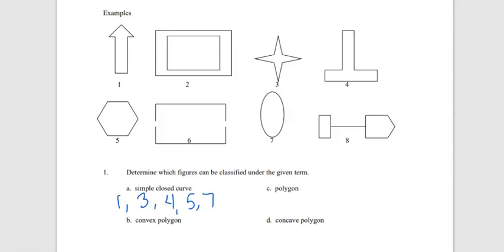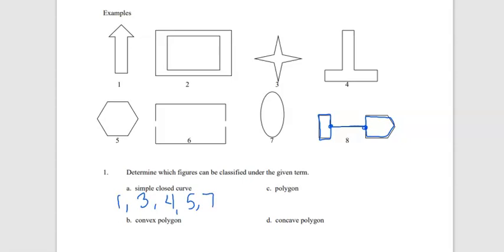Number 8 is not, because if you were drawing this, okay, we're not lifting our pencil, but we already hit a point where we started and we're not finished. And so over here, same thing, as we go around here, we come back, but we didn't start and stop at the same point. And so that's why that's not a simple closed curve.